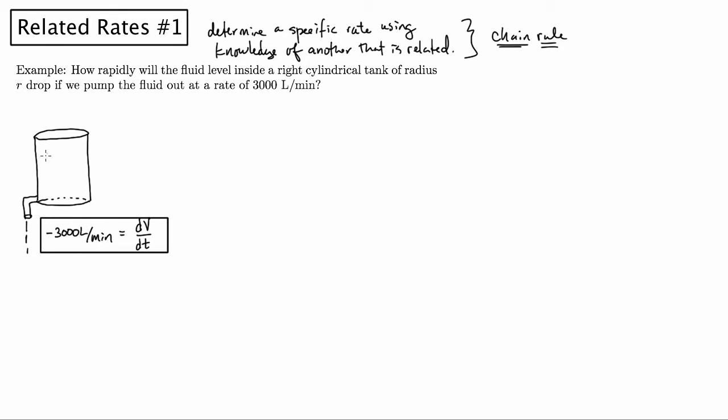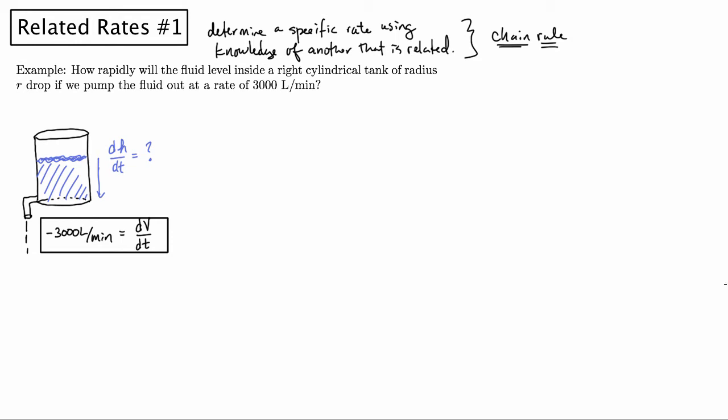Similarly, there's a certain amount of fluid inside the tank, and this fluid changes over time such that the height is decreasing. So how rapidly would the fluid level drop? So we're looking at the change in the height, dH/dt, the change in the height of the fluid level. That's what we're trying to figure out, is how rapidly this height drops as a function of time.